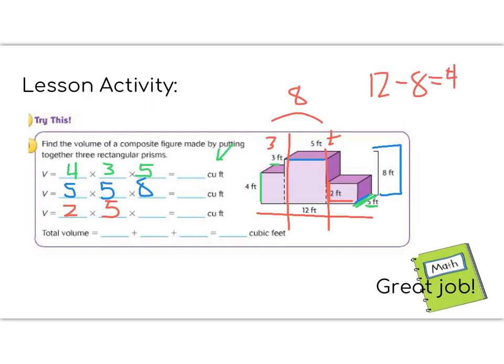So it will be 2 times 5 times 4. When you have all 3 of these numbers, add them together to get our final answer.